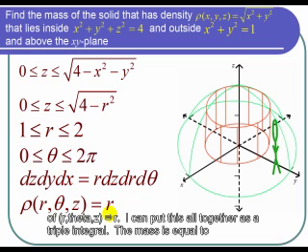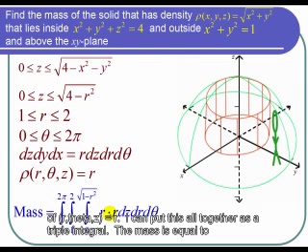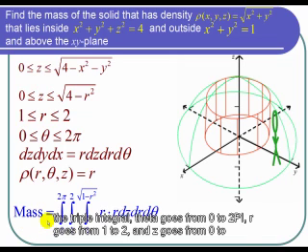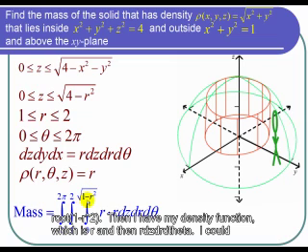So I could put this all together as a triple integral, so that the mass is equal to the triple integral. Theta goes from 0 to 2 pi, r goes from 1 to 2, and z goes from 0 to the square root of 1 minus r squared. And then I have my density function, which is r, and then r dz, dr, d theta.